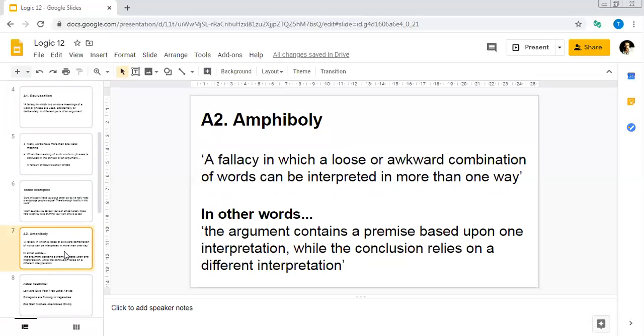The second one is amphiboly. This is a fallacy in which a loose or awkward combination of words is interpreted in more than one way.